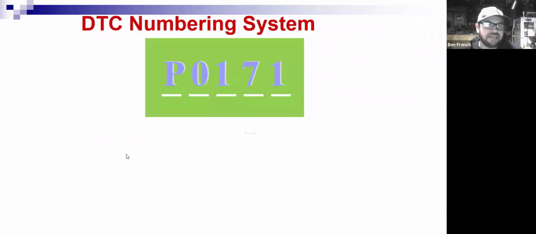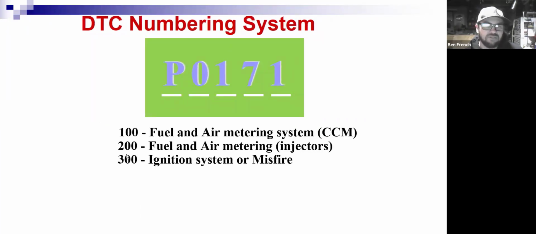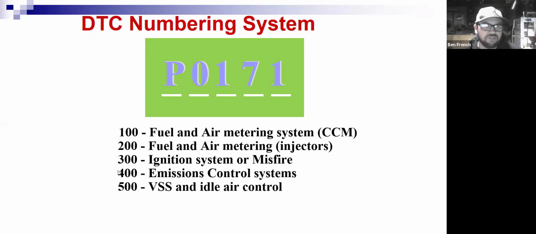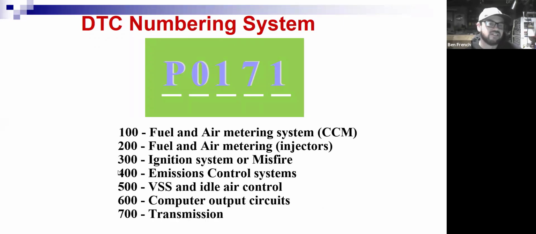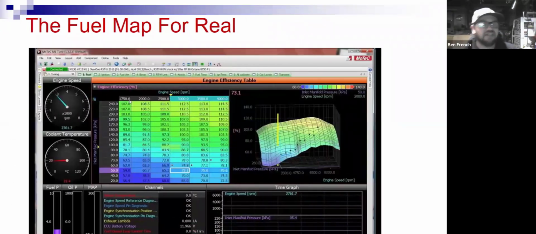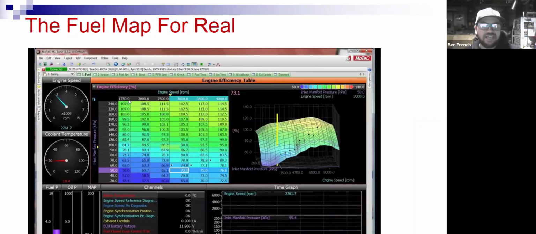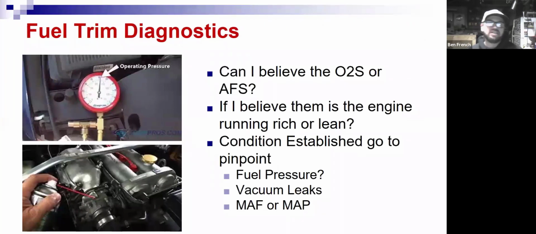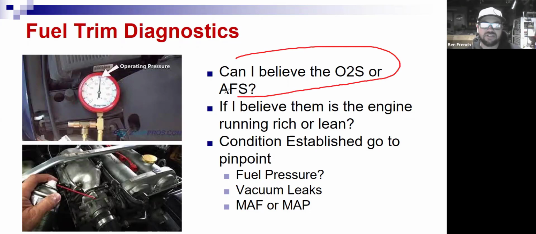Okay, hey, back to that numbering system. Remember, we looked at this one, the lean fuel trim codes, and that could be something like a restricted fuel filter could cause this. A deteriorated oxygen sensor could cause this. But we also talked last week about the fuel map and what's programmed in the table and some fuel trim diagnostics. So remember, if you're setting fuel trim codes, you always have to ask yourself, hey, can I believe the O2 sensor or air fuel ratio sensor?